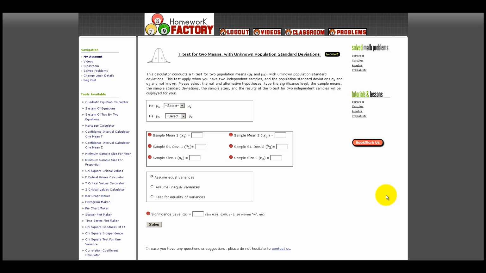This time around I want to show you the t-test for two means with unknown population standard deviations. This is usually called the t-test for independent samples, or there are many ways they call it in different textbooks. Different situations are called, the test is called differently, but we're talking about the same test.